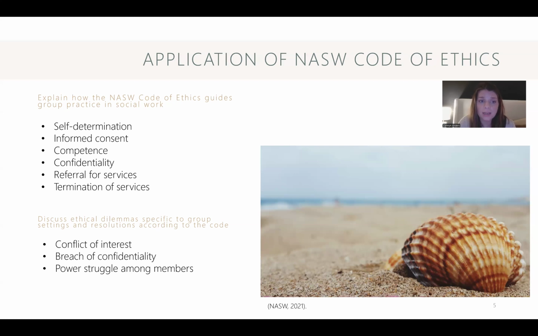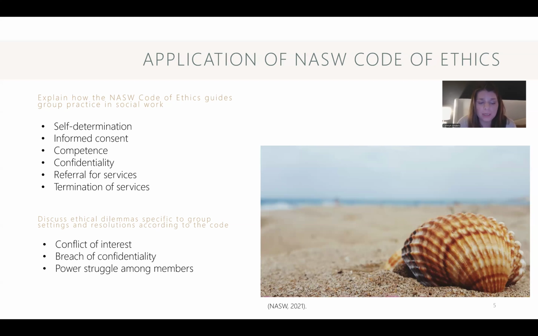And confidentiality, as always, applies to the group work as well, ensuring that members understand what confidentiality means and how it is important to the group and to the reliability of each other, and understanding what is okay to be said within the group, what's okay to be said outside of the group, and using names and all that kind of stuff outside of the meeting place.